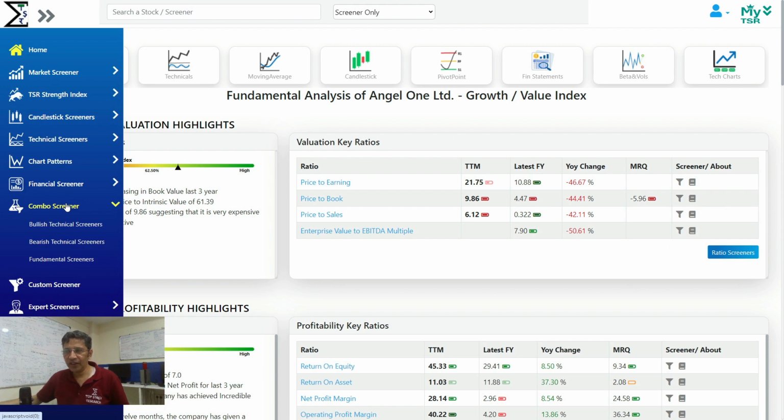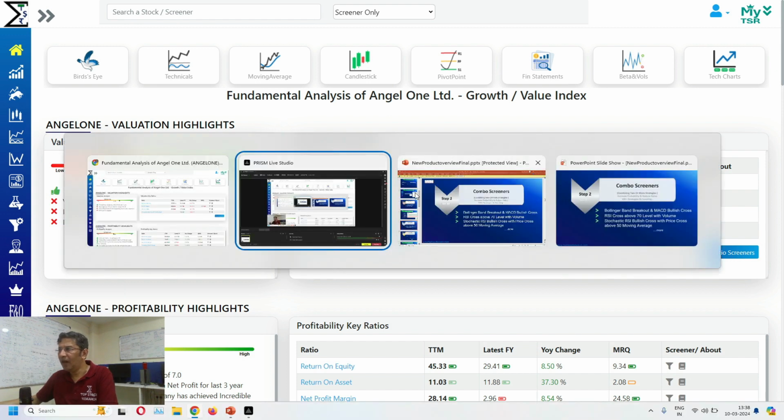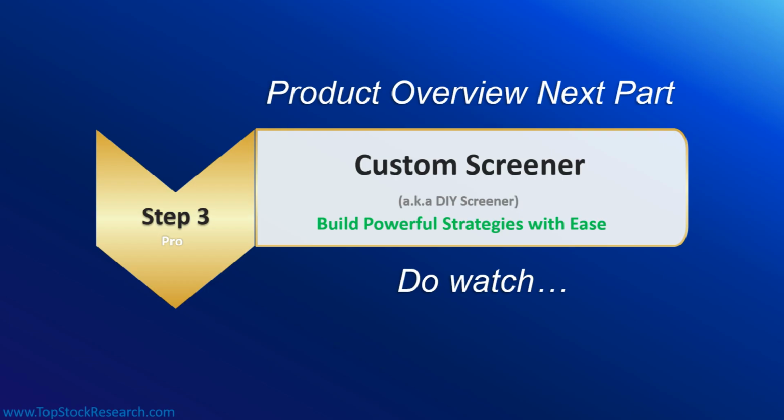On the combo screener, as I mentioned, it's a combination of two or more tested strategies. It helps you to increase your probability, reduce noise, and helps you to focus on certain key stocks which more closely match your criteria or strategy, right? So that's pretty much about the combo screener. All right. The next one after the combo screener would be the custom screener.